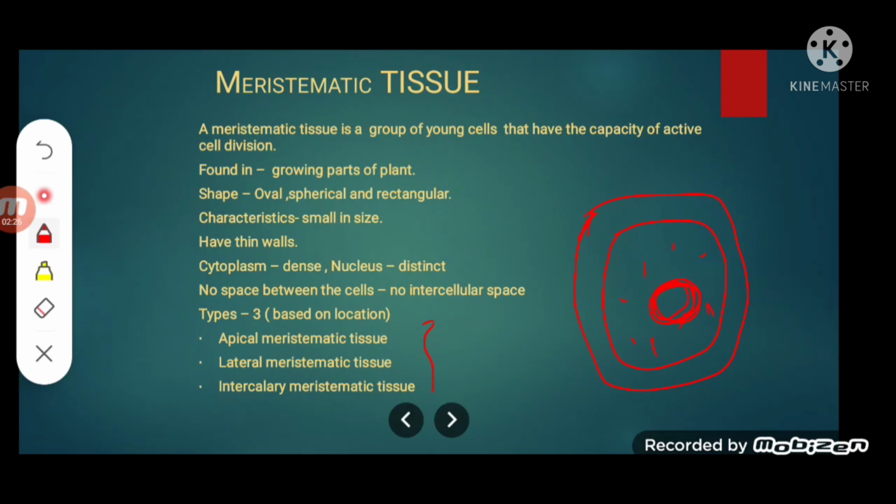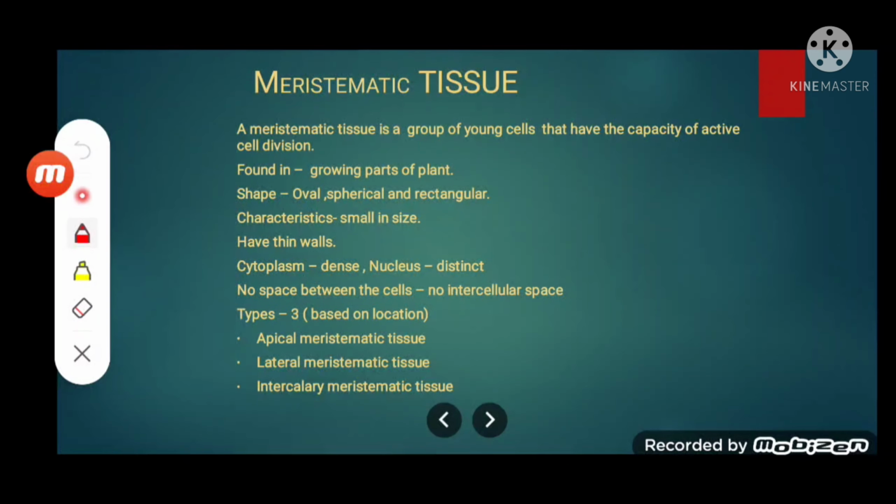All these qualities will be found in the apical meristematic tissue, lateral meristematic tissue and intercalary meristematic tissue. One more common characteristic between these three kinds of meristematic tissues, apical, lateral and intercalary, is that in the cells which form these tissues there will be no gaps between them. You can see here in this picture, as I am drawing, the cells will be very small and very compactly arranged. So there will be no gaps between the cells.